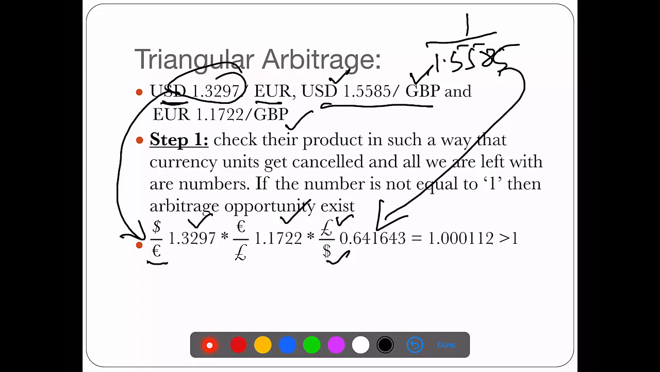If I now take the product between the three exchange rates, I can simply see that this dollar in the numerator is getting cancelled with this dollar in the denominator. This euro in the denominator is getting cancelled with this euro in the numerator. Likewise, this pound is getting cancelled with this pound. And if I take the product, I'll get 1.000112, which is greater than 1. And with such a situation, it means there is an arbitrage opportunity. And that arbitrage is triangular arbitrage.